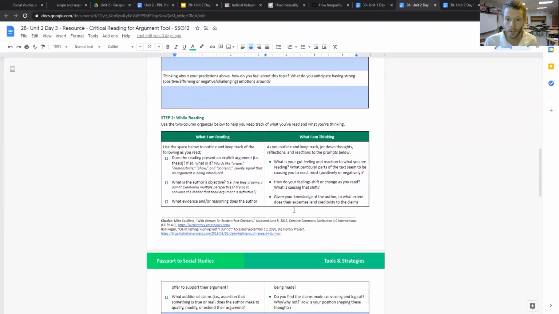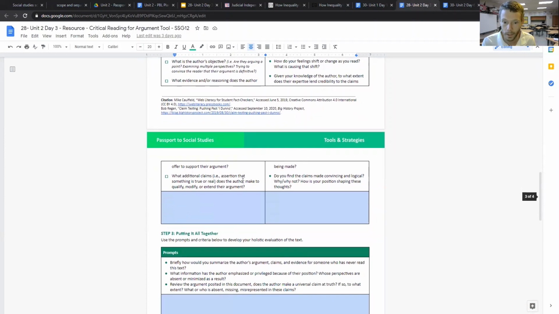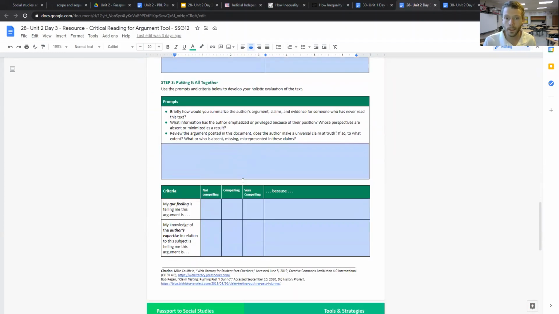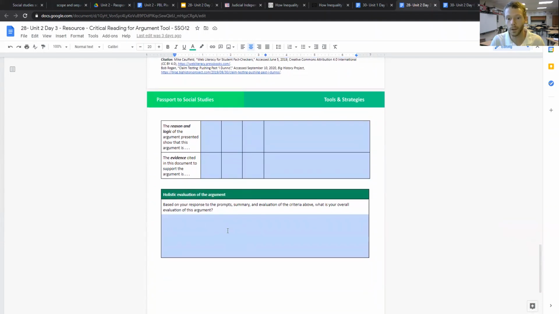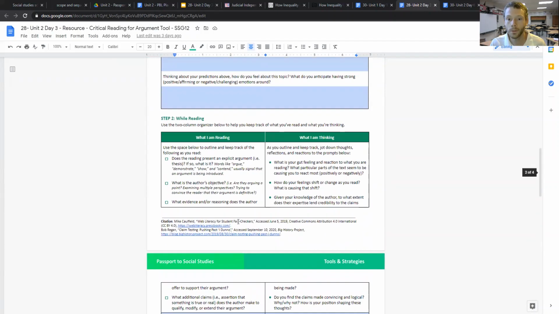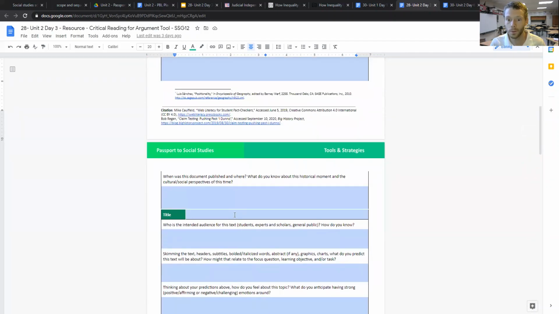Step 2 is really to consider while reading, what are some of the ways that students can take notes to help them keep track of what they've read and what they're thinking as they go through it. And then step 3 is a synthesis where they'll put it all together to really think about and evaluate the documents that they're looking at and really considering the kinds of information that the author is emphasizing or privileging based on their own position in society. And really kind of at the end of the day, looking at a holistic evaluation of the argument. And for days 3, 4, and 5, each day is devoted to a particular step.